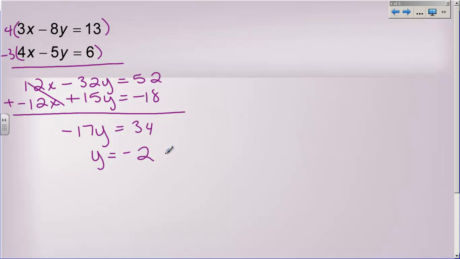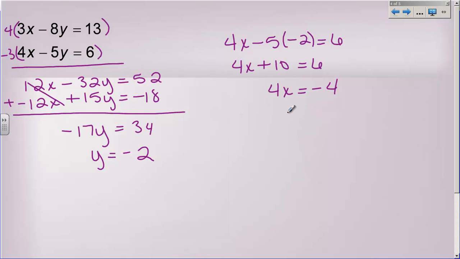Plug it back in so you can find an answer. I'll use the second one this time. So we have 4x minus 5 times negative 2 equals 6. Well, this negative and this negative are going to make a plus, and then 5 times 2 is 10. So I have 4x equals negative 4, because when I subtract 10, that's what happens, and then I get x equals negative 1. So there is my point of intersection.